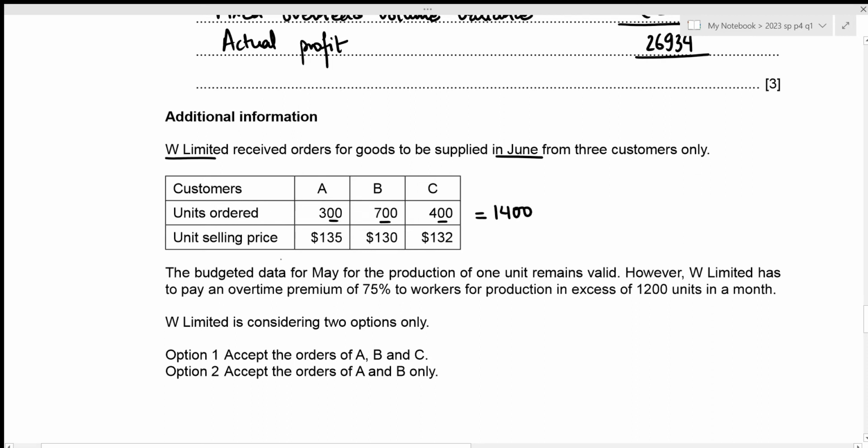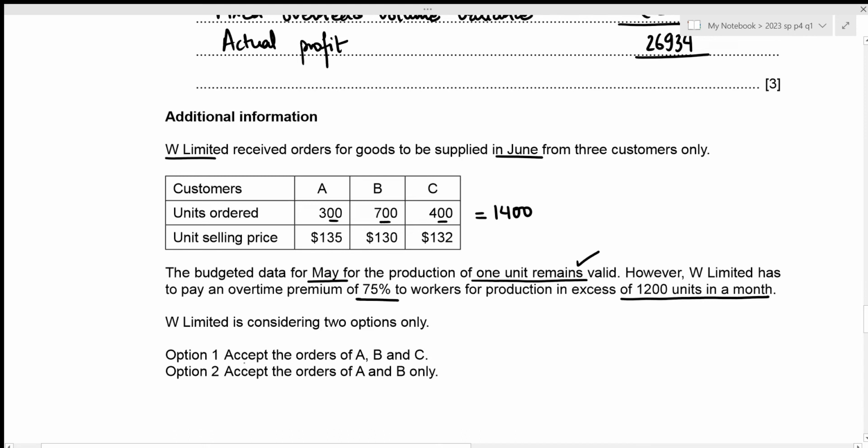All right. Then we are given unit selling price for each of those customers. The budgeted data for May for the production of 1 unit remains valid, which means that the budgeted direct labor per unit and direct materials per unit remains valid. However, W Limited has to pay an overtime premium of 75% to workers for production in excess of 1200 units in a month. Alright, W Limited is considering 2 options only.